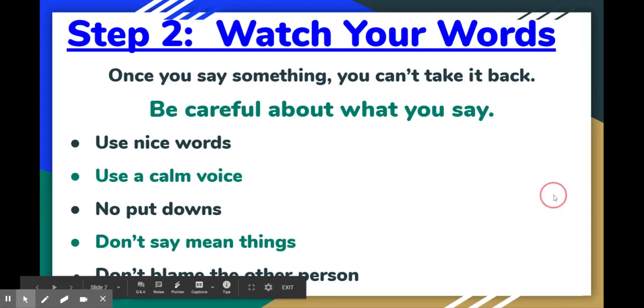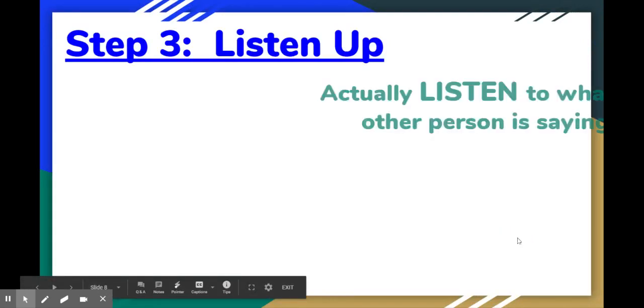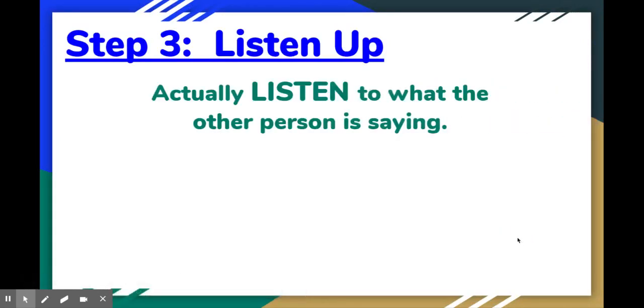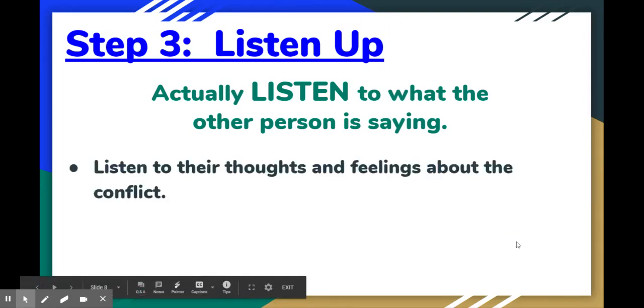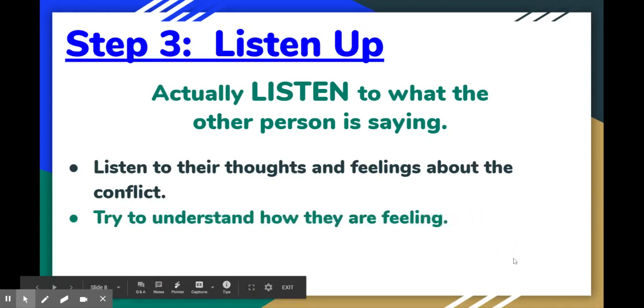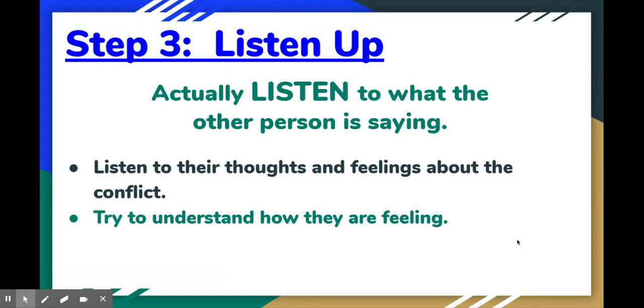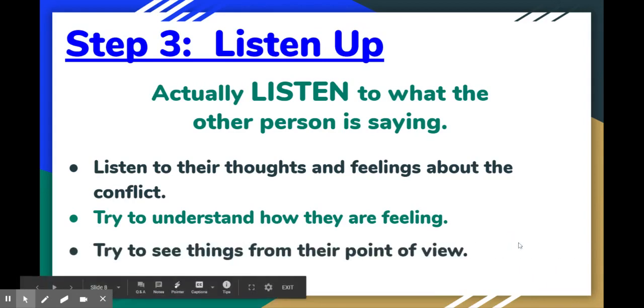The third step is listen up. Actually listen to what the other person is saying. Sometimes it's hard to do that when we're in a conflict because we only want to talk about what we're upset about. But when the other person is talking, it's important to listen. Listen to their thoughts and feelings about the conflict. Try to understand how they are feeling and try to see things from their point of view.